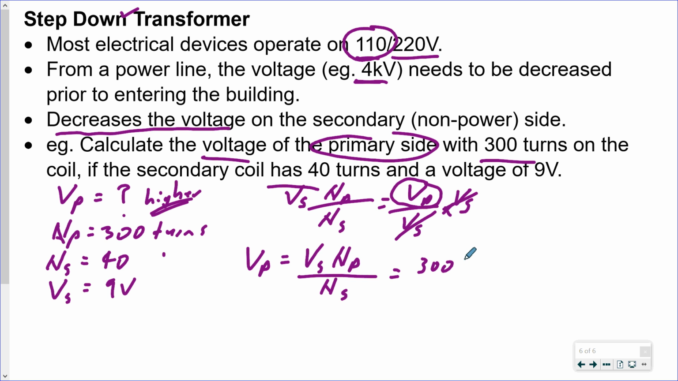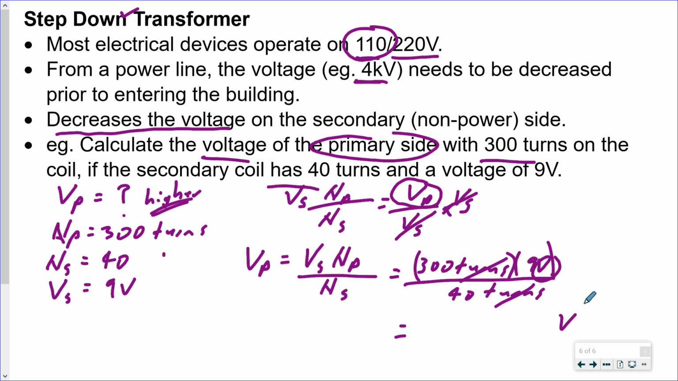Let's go ahead and plug those numbers in. So we have 300 turns on the primary side, multiplying by the voltage on the secondary side. So that is our 9 volts that we do have, and we're going to divide that by the number of turns on the secondary side, which is our 40 turns. Turns cancel out. We're left with volts, which is what we want.